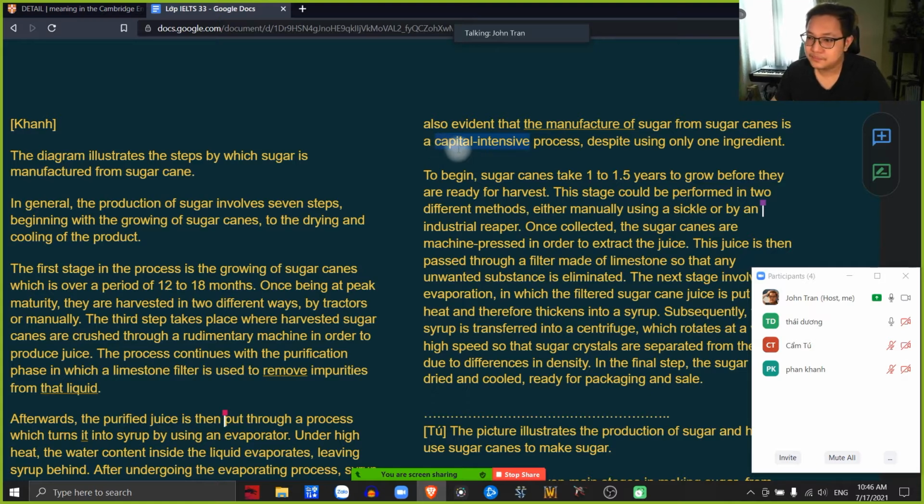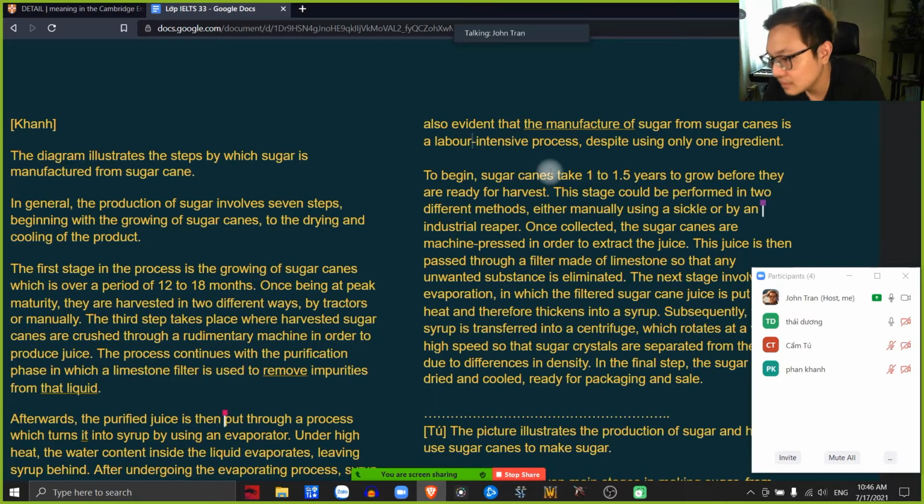Despite only using one ingredient. You can use the word labor intensive. It's a labor intensive process. It means it's physically demanding. It demands a lot of work, you know. Labor intensive process.